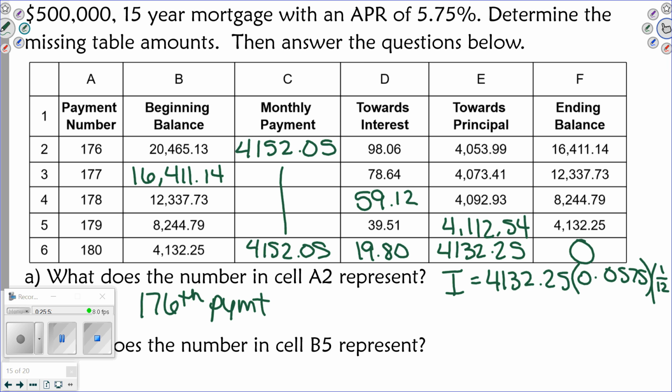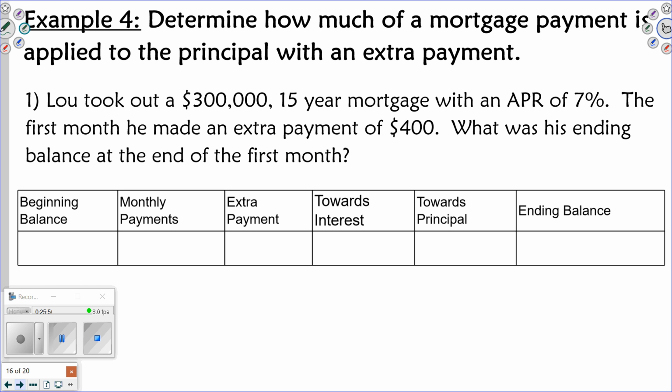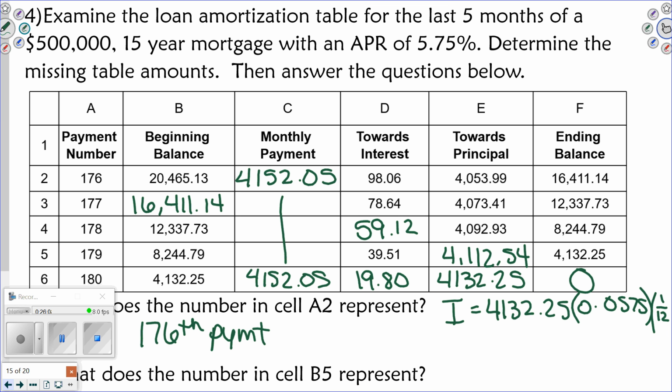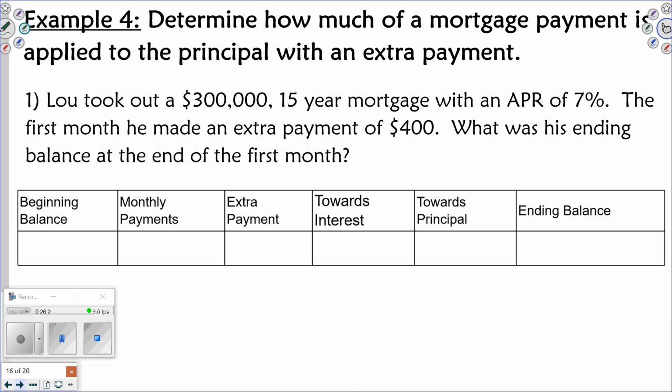Okay. I knew it was my last payment, yeah. So it should have been a 0. Yes, only because it was the last payment. Yes, you could. Yep. But if it's not the last payment, you have to use that formula. Okay. Determine how much of a mortgage payment is applied to the principal if you have an extra payment.